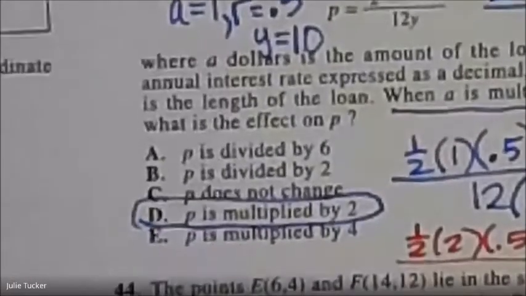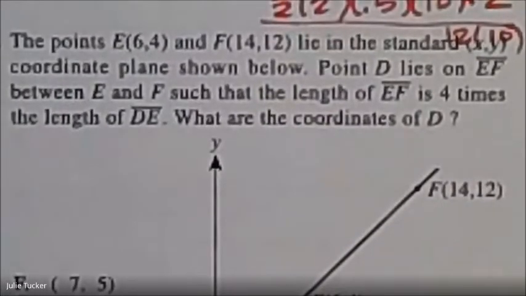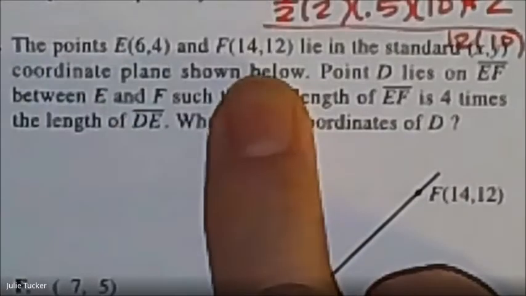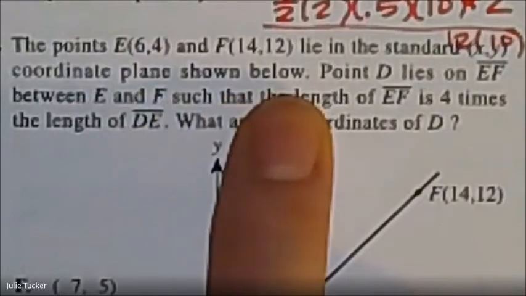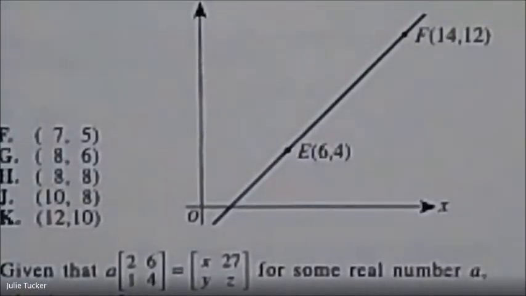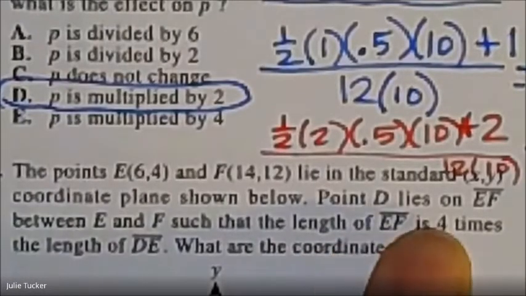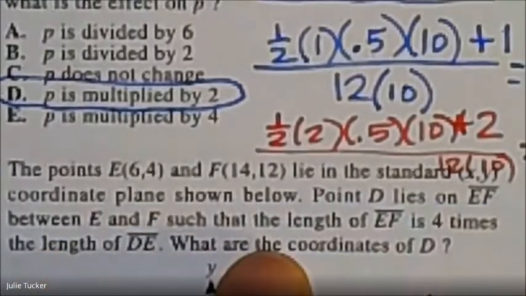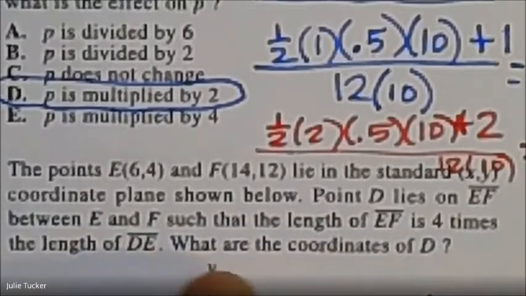Anyway, let's keep on going. You ready for the next one? The points E at 6, 4 and F at 14, 12 lie in the standard XY coordinate plane shown below. Let's go look at them real quick. There they are, E and F. Point D lies on EF between E and F, such that the length of EF is 4 times the length of DE.